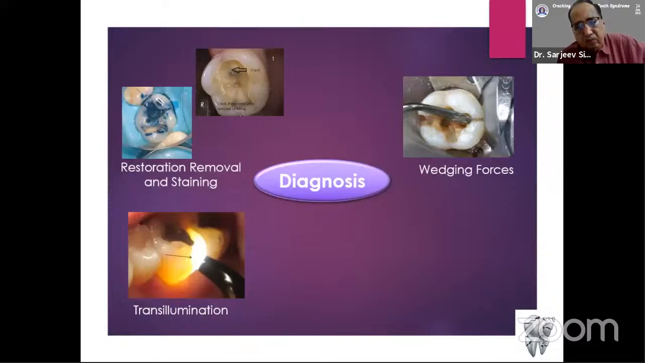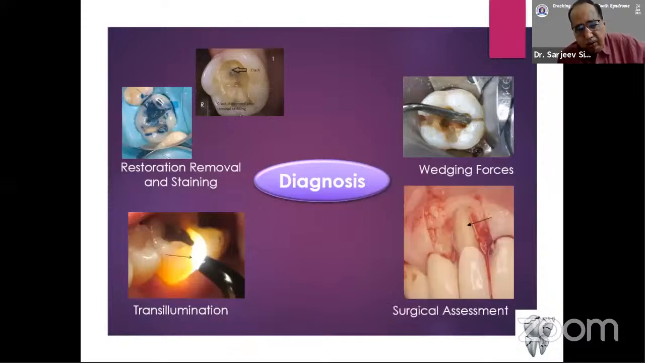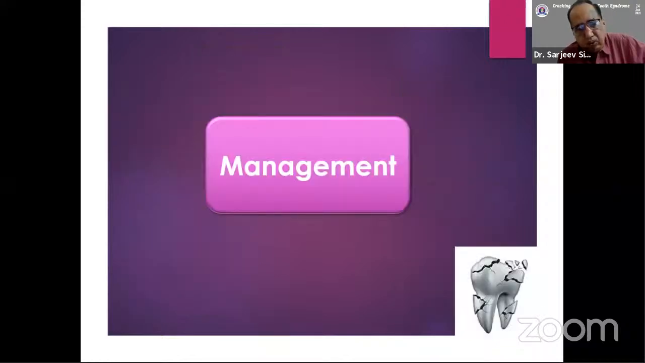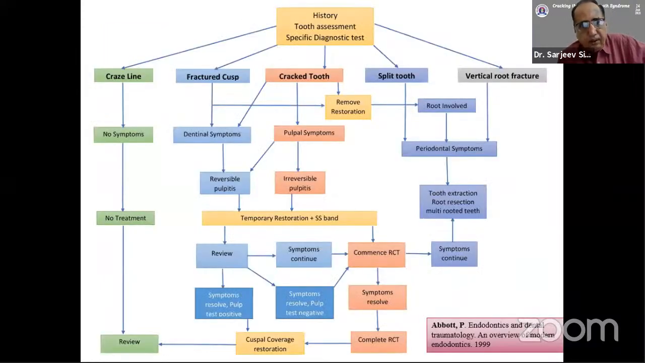You can apply wedging forces and look for mobility. You can also do a surgical assessment by raising a flap and trying to look for the crack. Coming to the management, Abbott has given a flow chart, and he has taken this flow chart from the American AAE 2019, where he has divided into craze lines, fractured cusp, cracked tooth, split tooth, vertical root fracture.